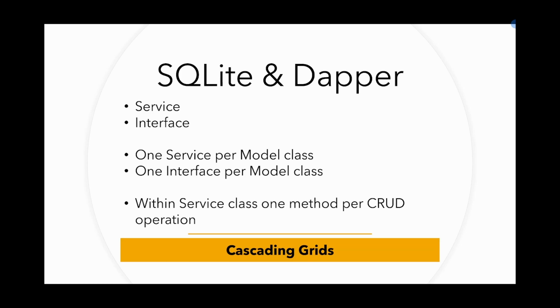So at its simplest, we will have one method for create, one for read, one for update, and one for delete. We will be using the project class as our example. So let's make a start and have a look at the code.